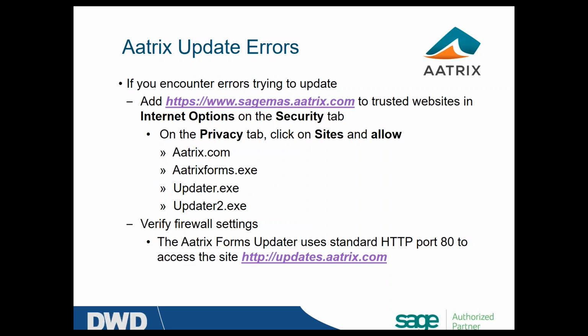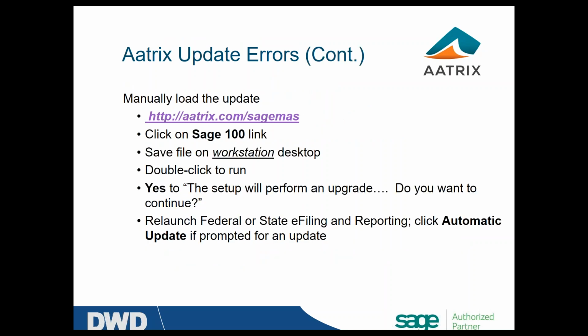If you're still running into issues, however, we can manually download the update and install it. This is the website that you'll go to: atrix.com/sagemass. There will be a link on that page for Sage 100. You click on that link, save that file to your local workstation or to the workstation where this is going to be running, and then go ahead and run it.